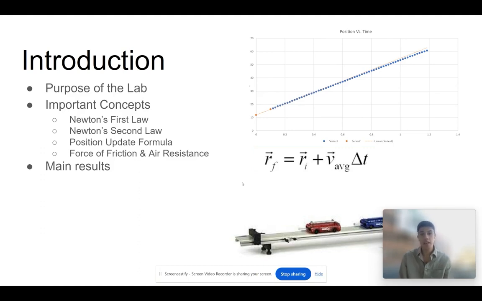And then the main results of my lab are shown in the top right of your screen, and it's going to be this position time graph with the blue dots being the observed values that were found, and the orange line being the computational model.